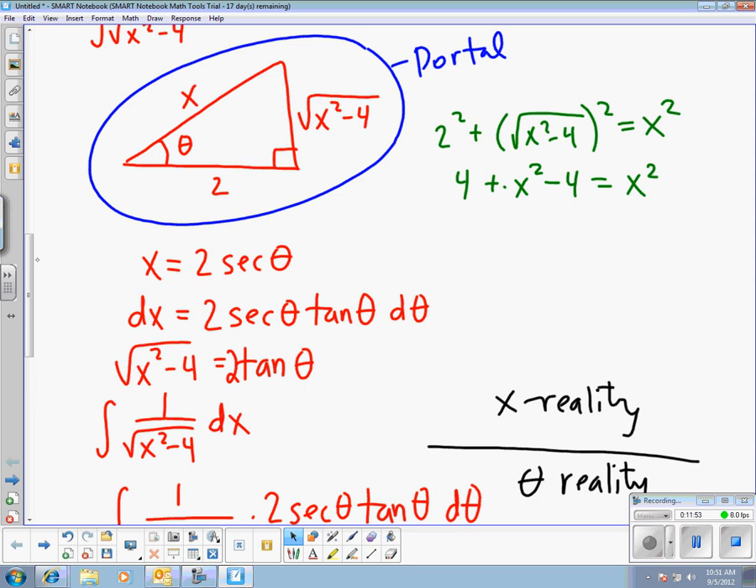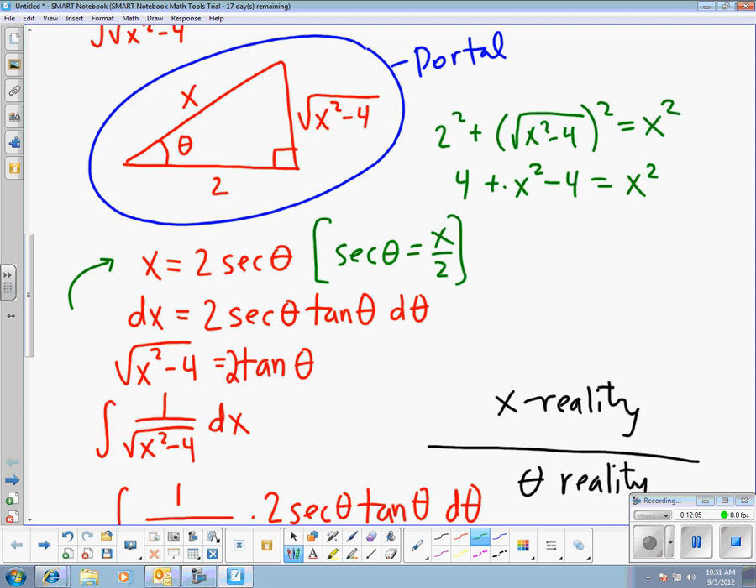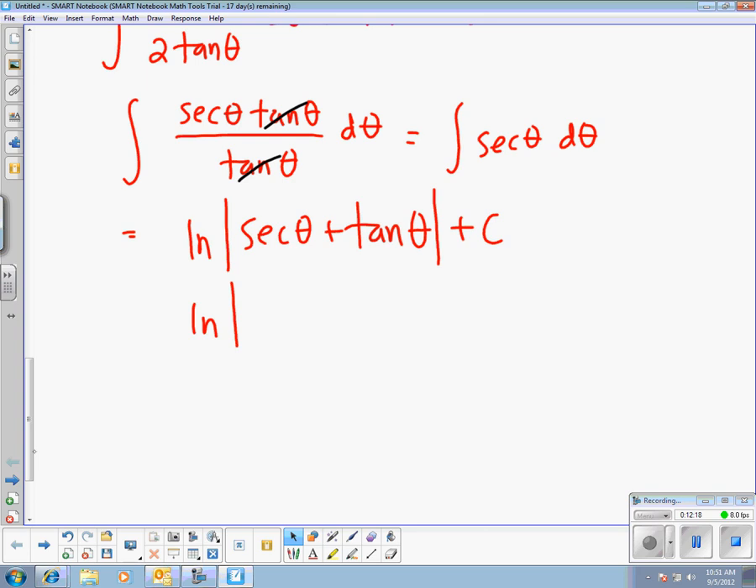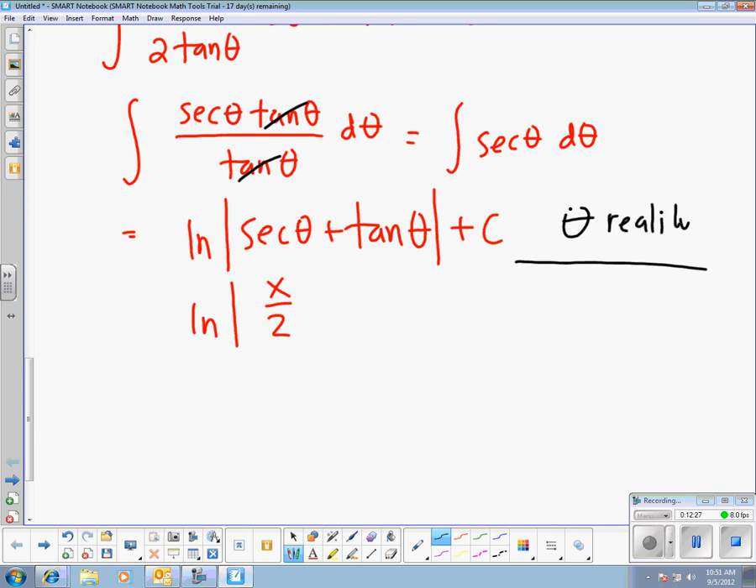Okay? If you look back here, if x is 2 secant of theta, then I think we would all agree that secant of theta is equal to x over 2. So this is the substitution that I want to use coming back. Any of these relationships between the thetas and the x's can be used on your trip back through the portal. So secant of theta equals x over 2. So I'm going to take out secant of theta and put in x over 2. All right, my first step in changing from theta reality back to x reality. We have the natural log of, my first part turns back into an x over 2.